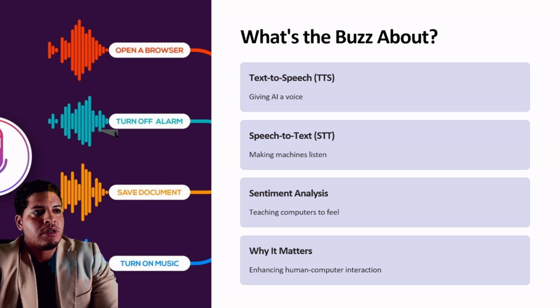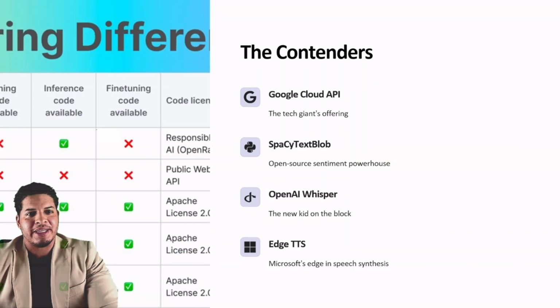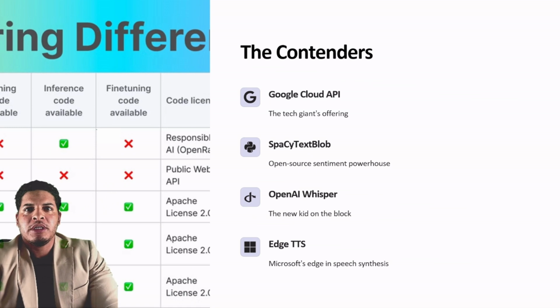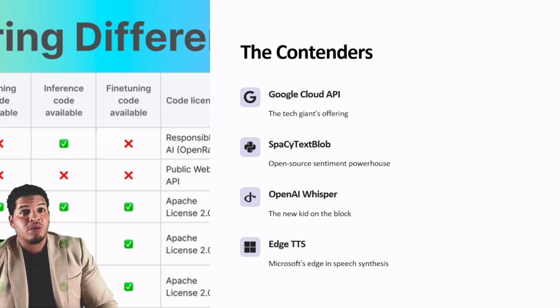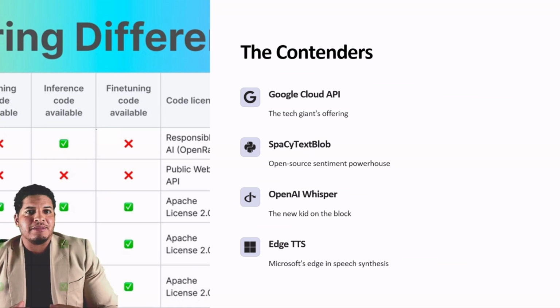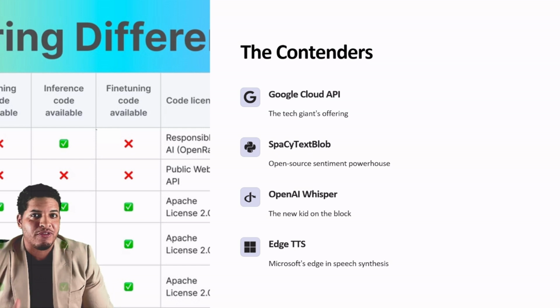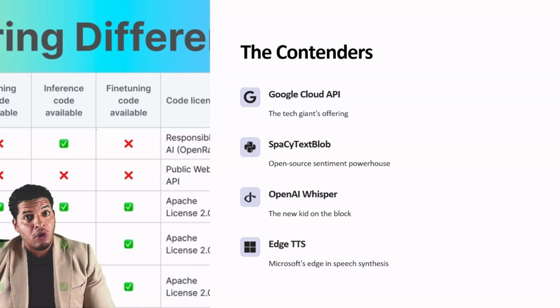Now, it's time to meet our contenders. In one corner, we have Google Cloud API, the tech giant's comprehensive offering, and it comes with trained models, wide language support, and enterprise level reliability. In the opposite corner, we have our open source alternatives.